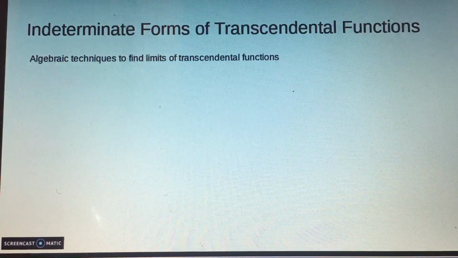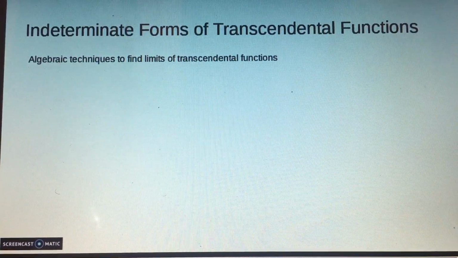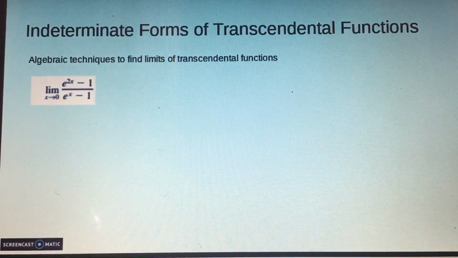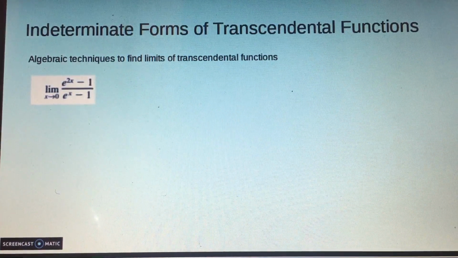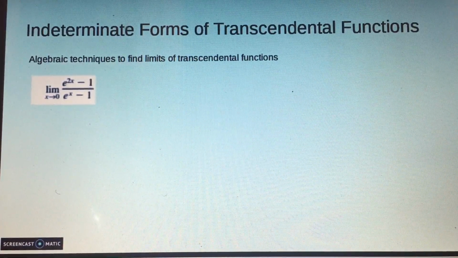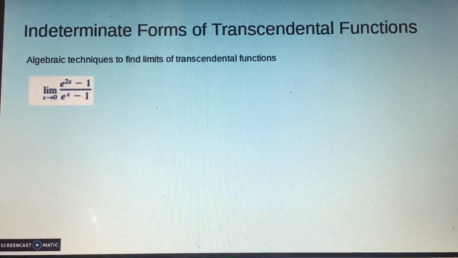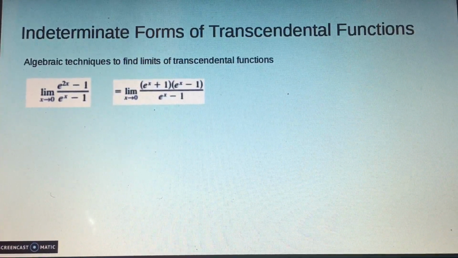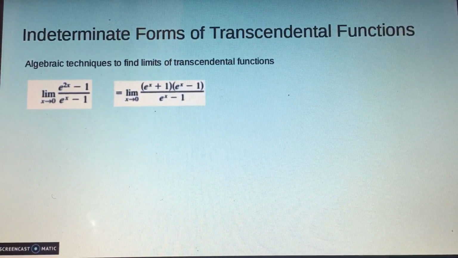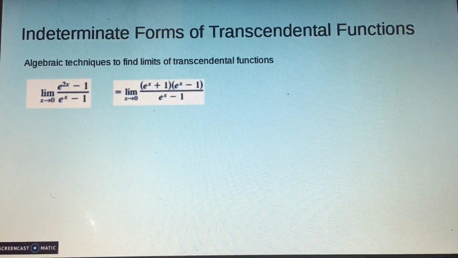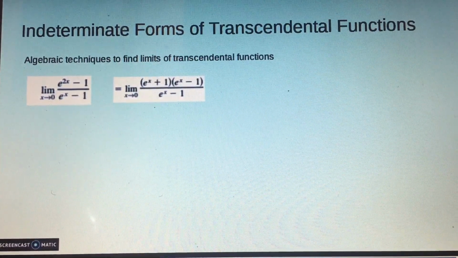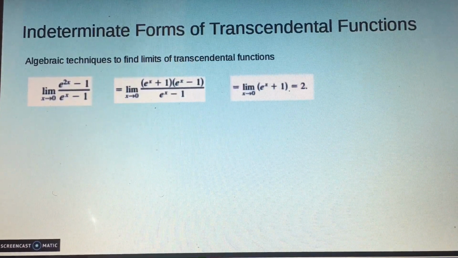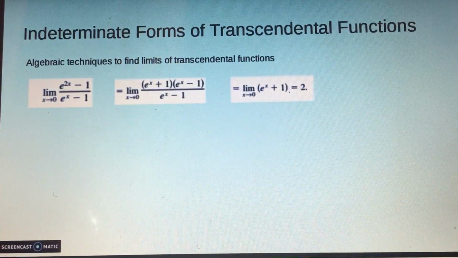Algebraic techniques can also be applied to the limits of transcendental functions. For example, if we take the limit as x approaches 0 of e to the 2x minus 1 all over e to the x minus 1, and evaluate the limit as is, we will get an indeterminate form of 0 over 0. So, to algebraically deal with this transcendental function, we will first factor the numerator, giving us the limit as x approaches 0 of e to the x plus 1 times e to the x minus 1, all over e to the x minus 1. Since e to the x minus 1 appears in both the numerator and denominator, we can cancel these out, leaving us with the limit as x approaches 0 of e to the x plus 1, which gives us an answer of 2.